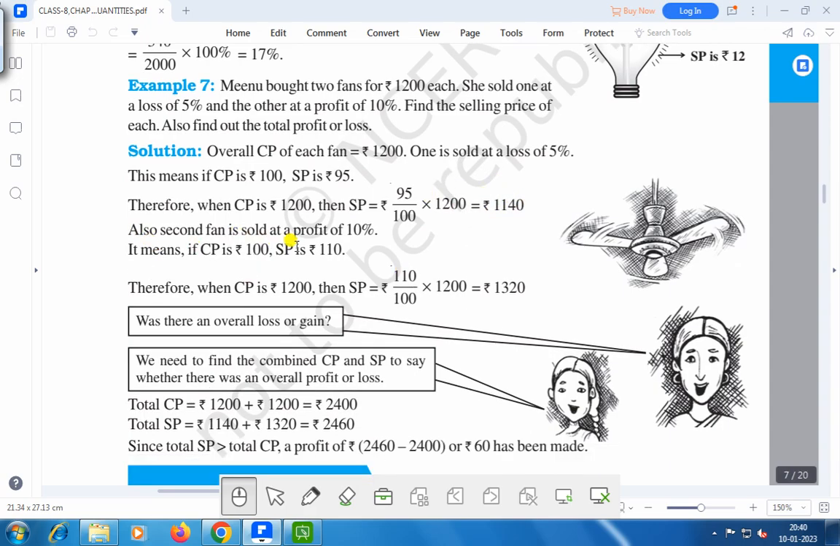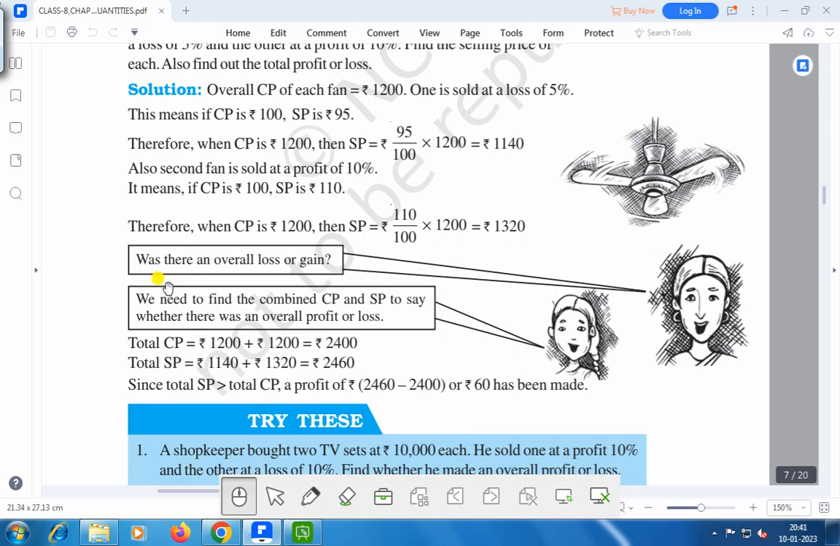Also, second fan is sold at a profit of 10%. It means if CP is 100, SP is 110. Therefore, when CP is rupees 1200, then SP is 110 by 100 into 1200, that is 1320.